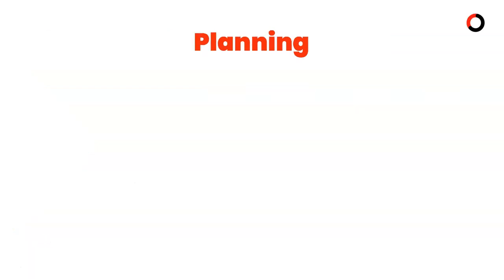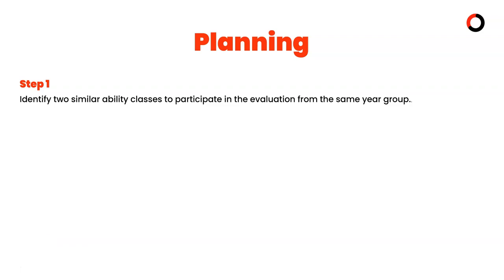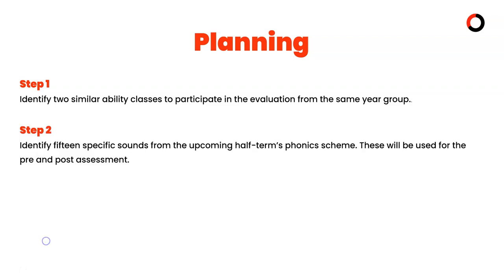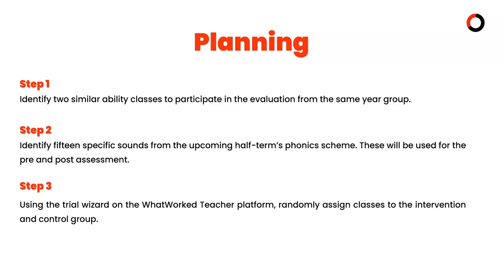Planning. Let's take this from a step-by-step approach to starting the evaluation in your school. Step 1. Identify two similar ability classes to participate in the evaluation from the same year group. Step 2. Identify 15 specific sounds from the upcoming half-term's phonics scheme. These will be used for the pre- and post-assessment. Step 3. Using the trial wizard on the What Worked Teachers platform, randomly assign classes to the intervention and the control group.